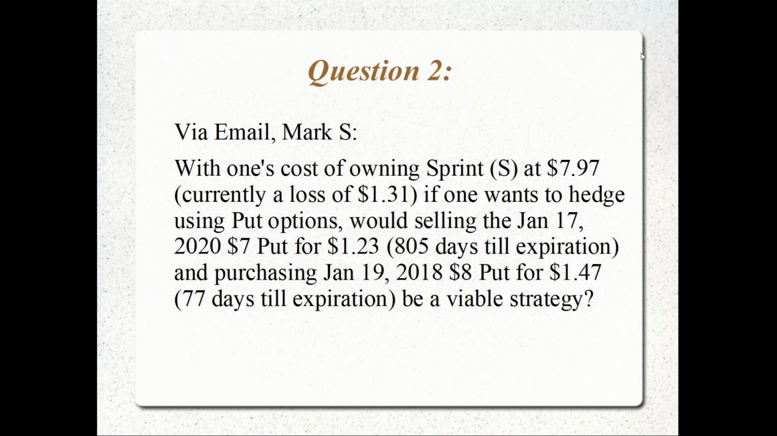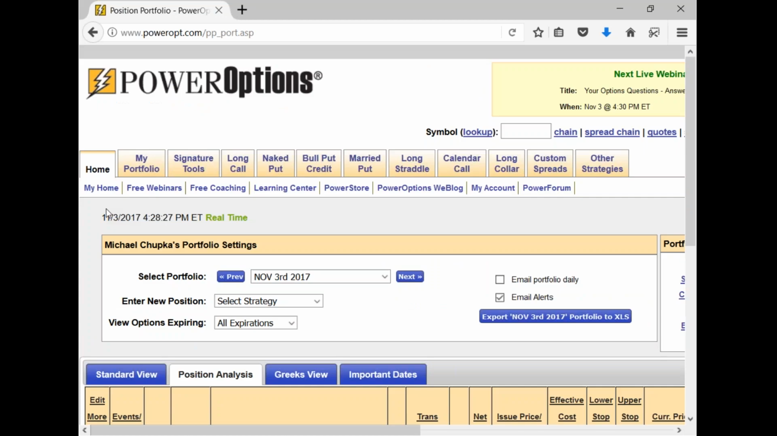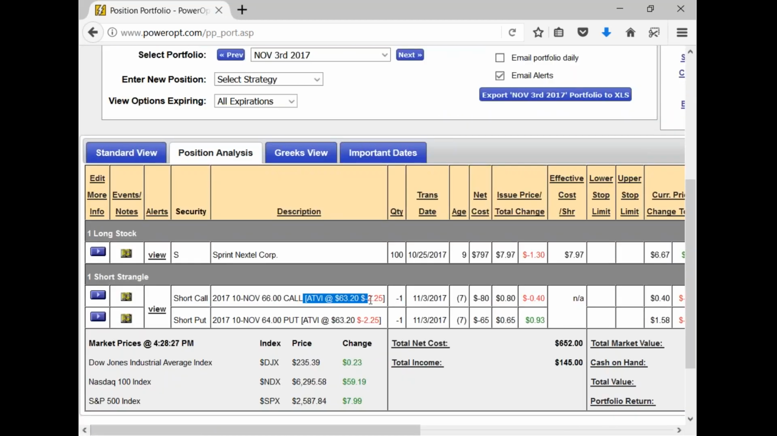So what I'm going to do now is pause the screen. We're going to navigate on over to PowerOptions. Here we go. All right, so let me just make sure this is shown here, folks. There we go. Okay, so now we're looking at the PowerOptions tools. I've created a portfolio for us today, which shows a different ATVI strangle for the 10th of November expiration, since we're already past October 20th.